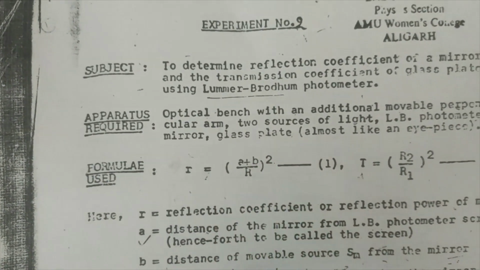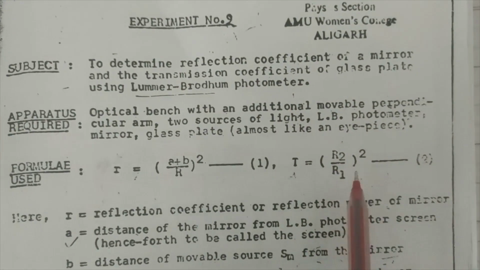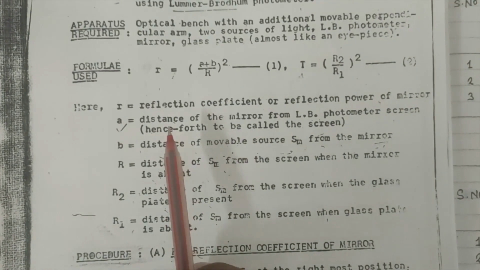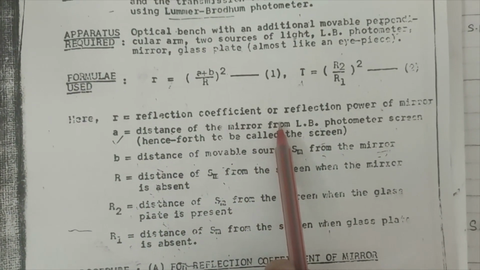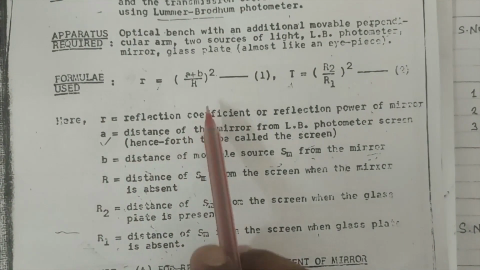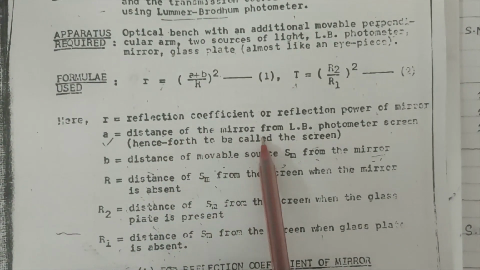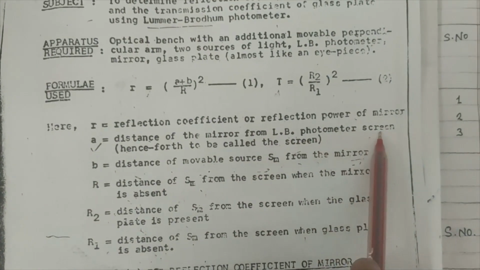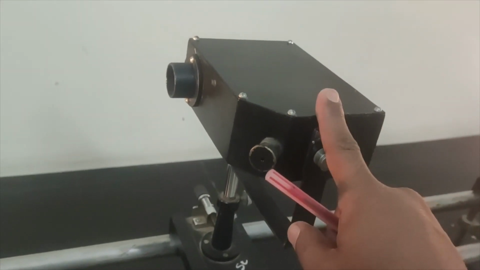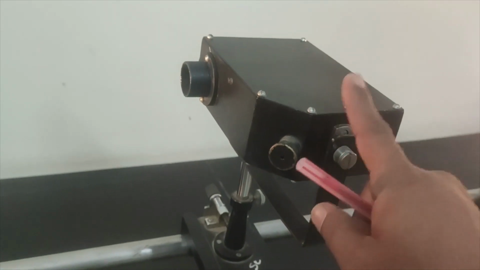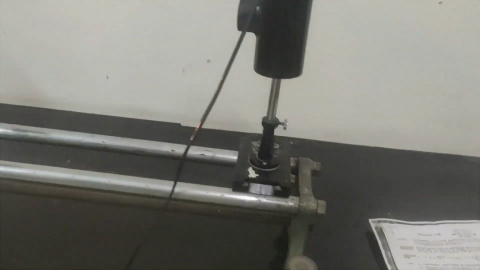The formula which we are going to use for the reflection coefficient is (A plus B by R) whole square, and for the transmission coefficient is (R2 by R1) whole square. The different variables used in the formula: R is the reflection coefficient or reflection power of the mirror. A is the distance of the mirror from the LB photometer, or screen. In place of the LB photometer, this will act as a screen, so whatever distance we measure is between the screen and the source, screen and the mirror, screen and the fixed source.